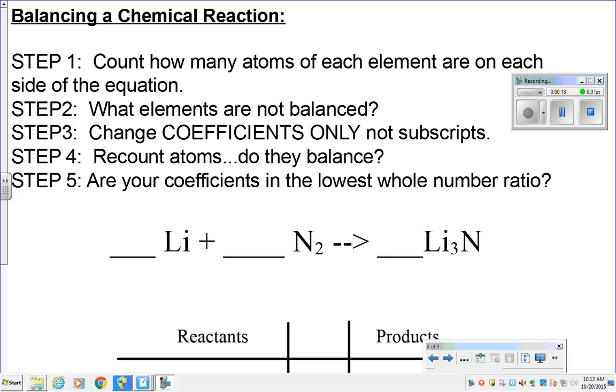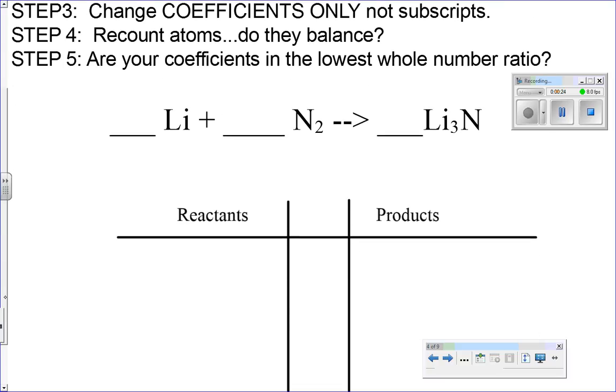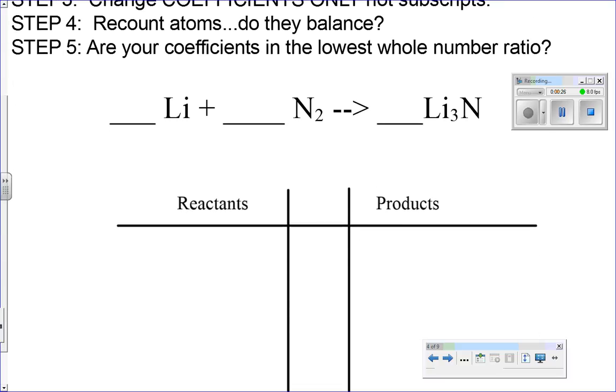First, we're going to count how many atoms of each element are on each side of the equation, and that will allow us to figure out which element is not balanced. So that's where I'm going to start. My elements present are lithium, nitrogen. That's it. So first, I'm going to look at my left side, which are my reactants. I'd like to draw a nice squiggly line to help me visualize this.